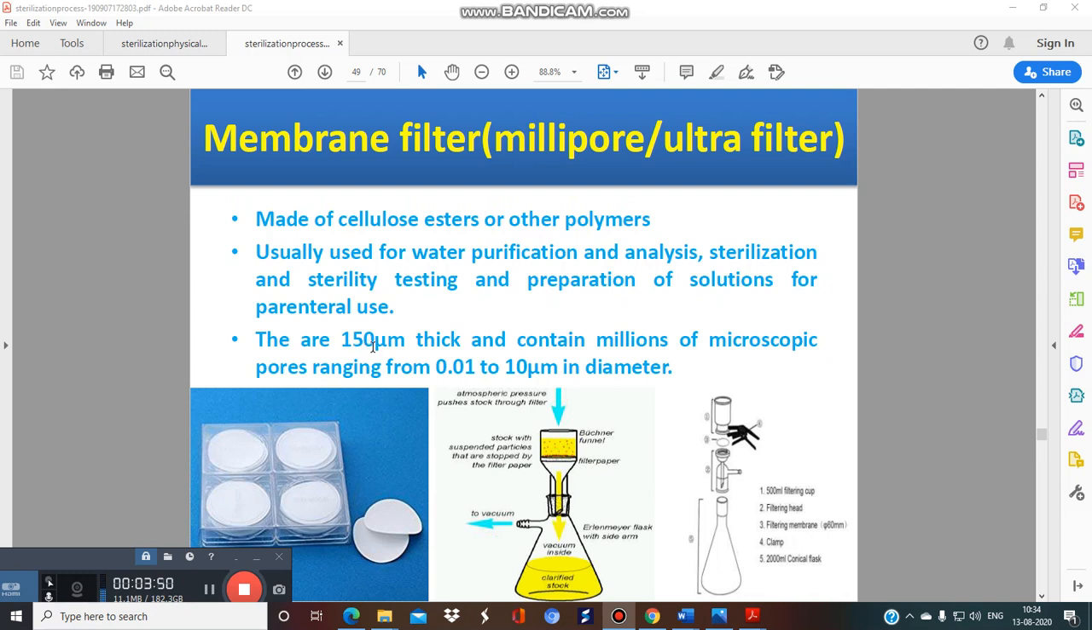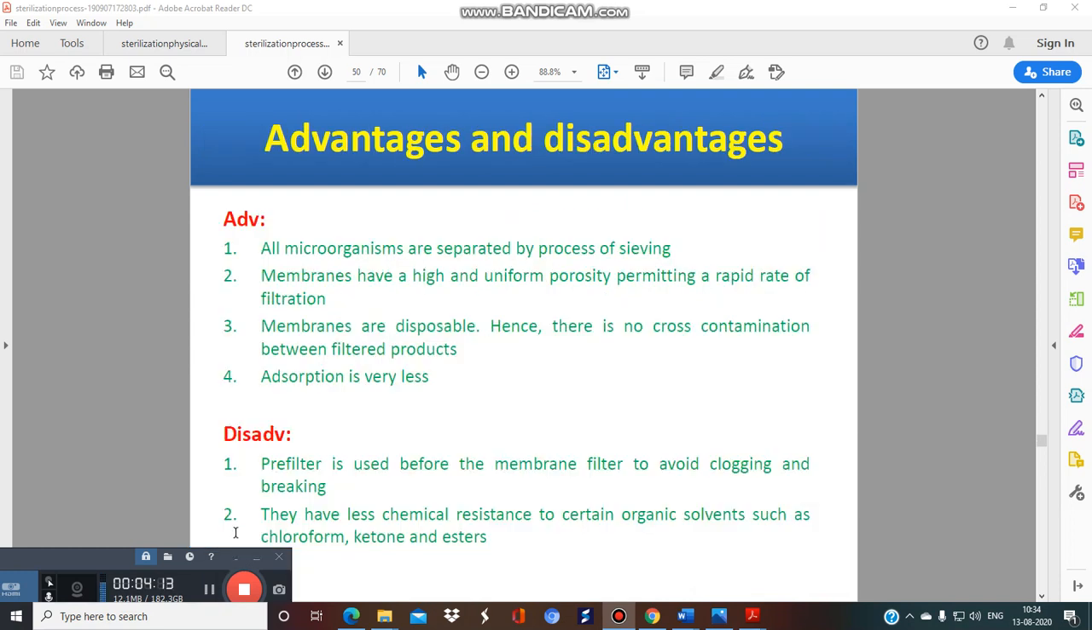They are 150 micrometers thick and contain millions of microscopic pores ranging from 0.01 to 10 micrometers in diameter. Basically, filtration does not kill the microorganisms. It will just filter them out. I think this is clear. As we have discussed, all the microorganisms are just separated out. It has advantages: membranes are disposable, hence there is no cross contamination with these membrane filters.